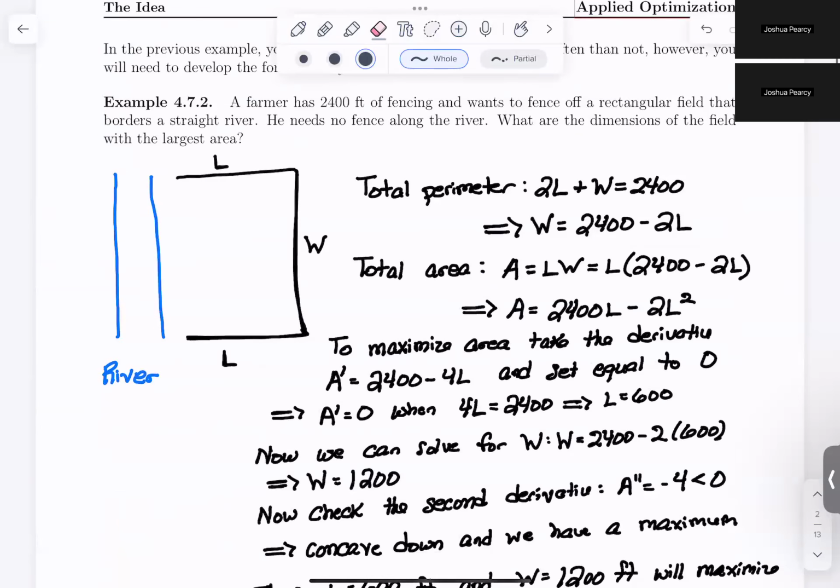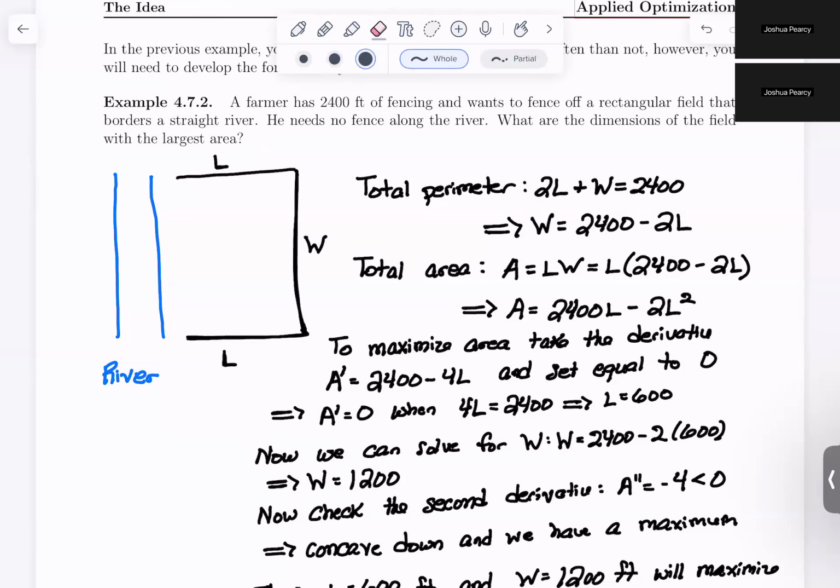Now it actually goes into a real example. It says a farmer has 2,400 feet of fencing and wants to fence off a rectangular field that borders a straight river. He needs no fence along the river. What are the dimensions of the field with the largest area?